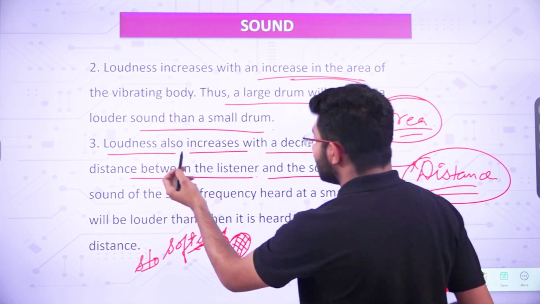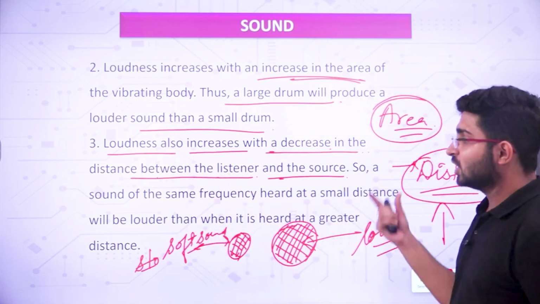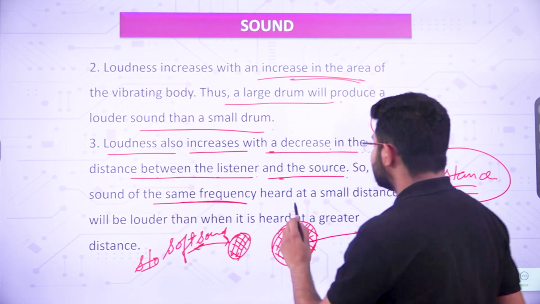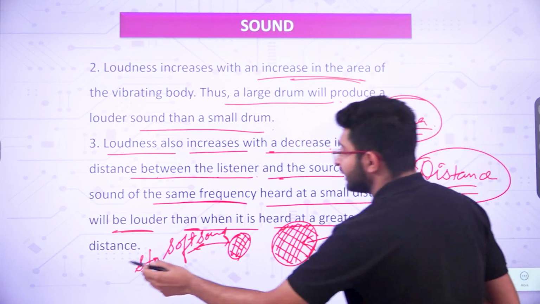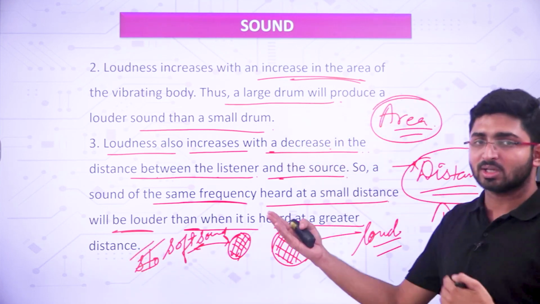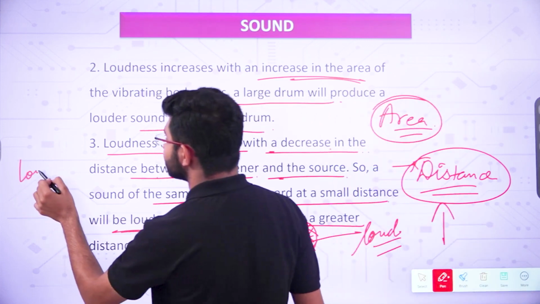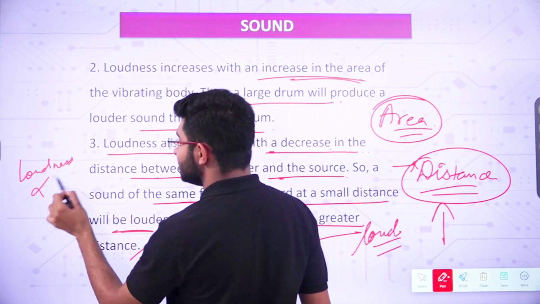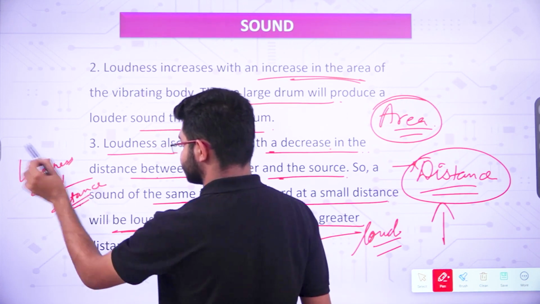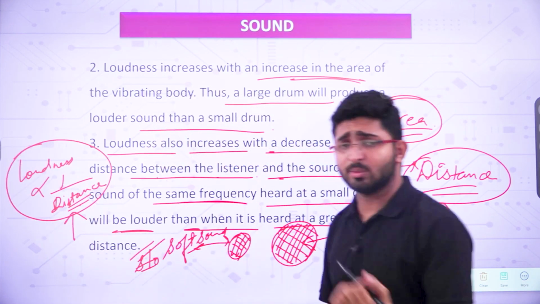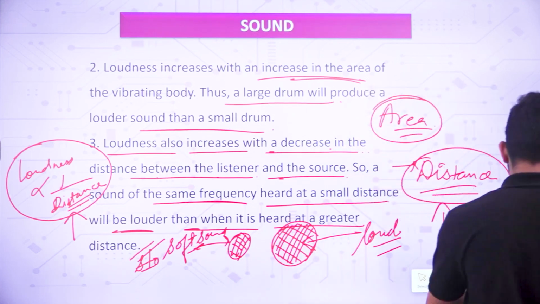Loudness also increases with a decrease in the distance between the listener and the source. So a sound of the same frequency heard at a small distance will be louder than when it is heard at a greater distance. I have told you the relation between the distance and loudness: loudness is inversely proportional to distance, and the distance is between the source of sound and the listener. You can take the screenshot of these both factors.